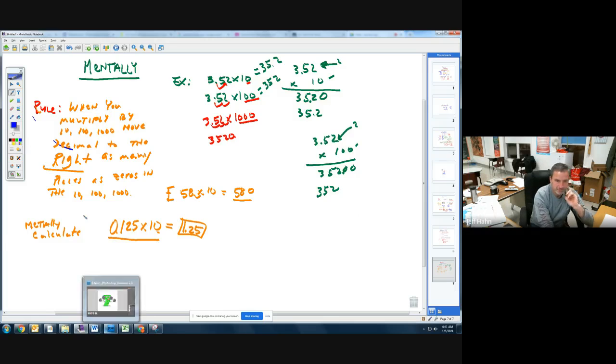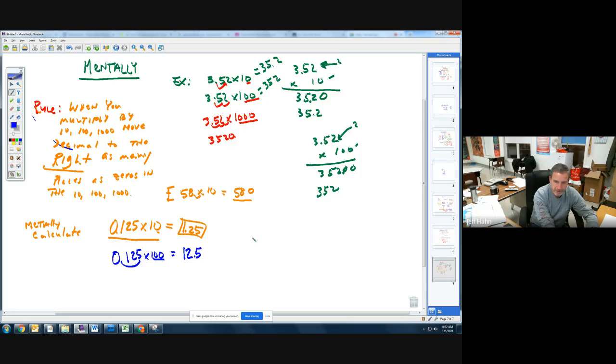Same thing as if the problem said to do this. What if it was 0.125 times 100? 2 zeros, move the decimal 2 places. My answer is 12.5. Okay. Got that? I do need to see the problem.